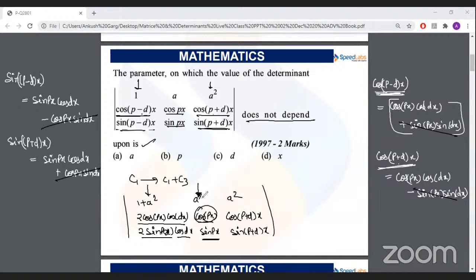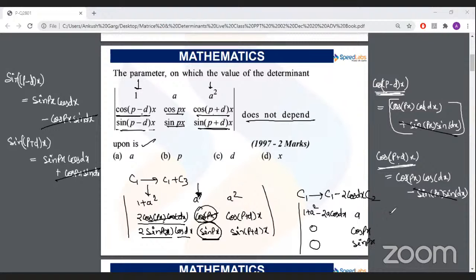तो अगर मैं कॉलम 2 में 2 cos dx का मल्टीप्लीकेशन कर देता हूं, right? If I multiply 2 cos dx in this column, that is C2, and subtract it from C1, that is this operation, C1 equals C1 minus 2 cos dx C2. So can you see this particular element will become 0, है ना? 2 cos px cos dx, यहाँ भी 2 cos px cos dx आ जाएगा. So this will be 0, this will also be 0. यहाँ पर एक element आएगा, that will be 1 plus a square minus 2a cos dx. Okay, and all other elements will be as it is.